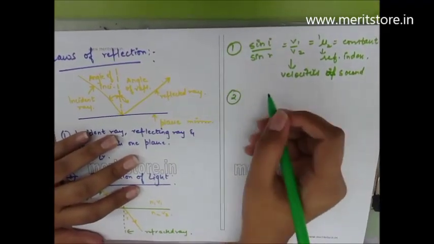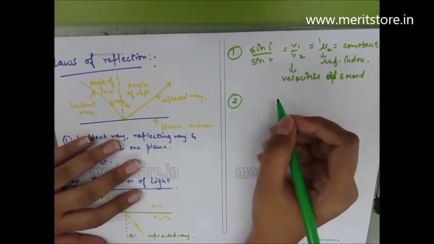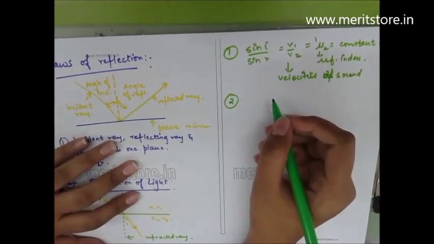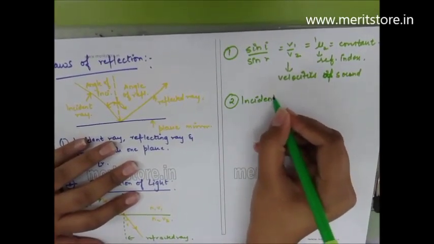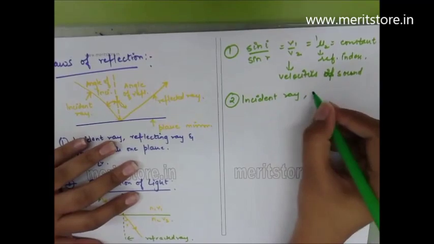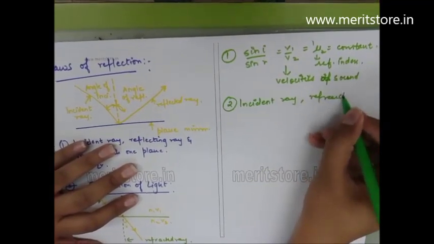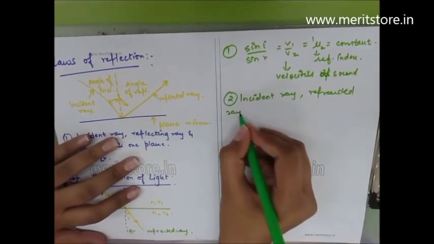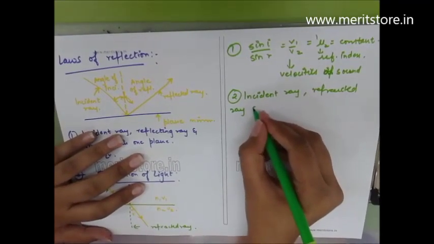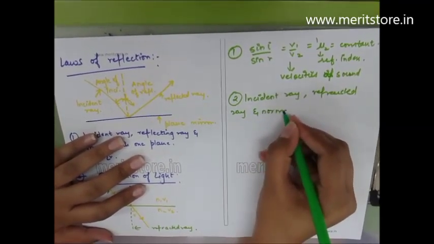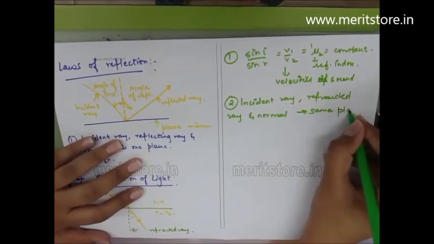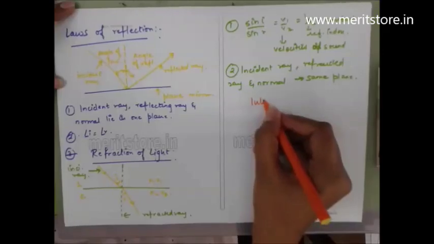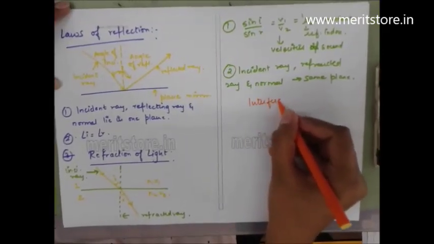Second point, the incident ray, the refracted ray and the normal to the refracting surface lie in the same plane. That is, incident ray, refracted ray and normal are in the same plane. Now to the phenomenon of interference.